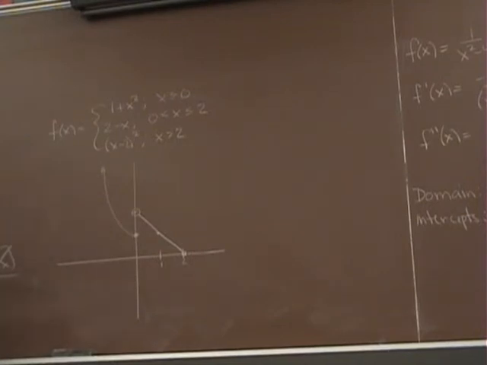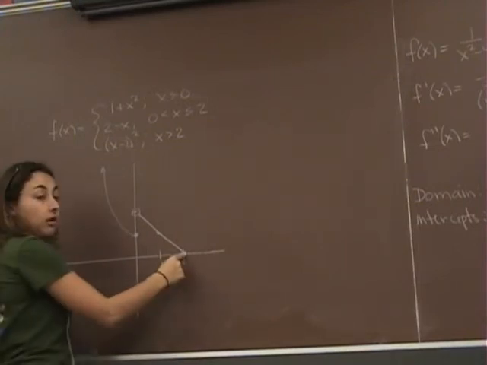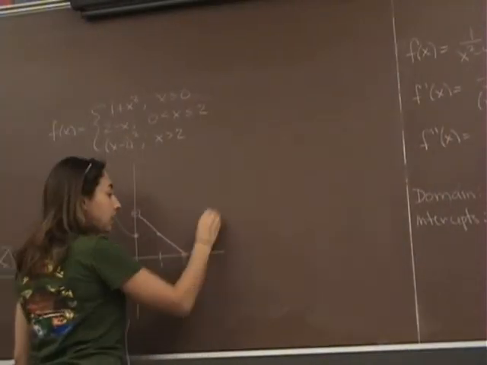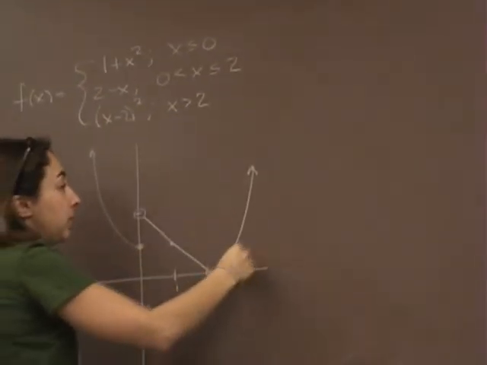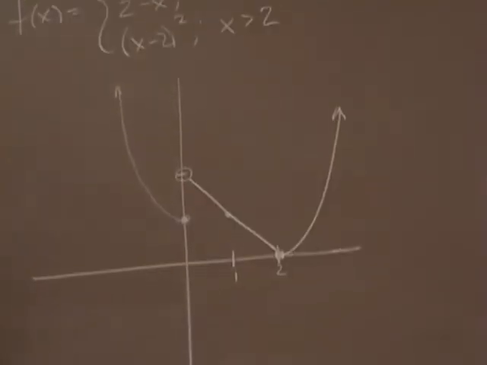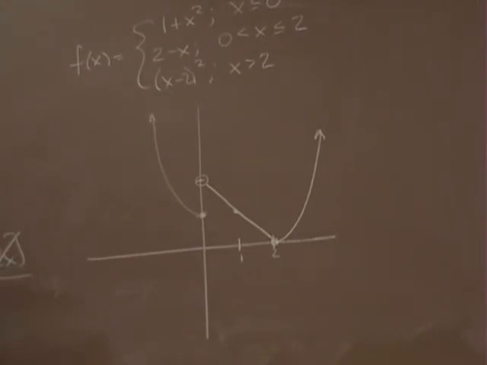Then x minus 2 squared, whenever x is greater than 2, what does that look like? A parabola which has been shifted to the right. So its vertex is actually right here. So it looks like this and like this, but I'm not interested in the less than 2 part, only in the greater than 2 part. All right, so that's what the graph looks like.